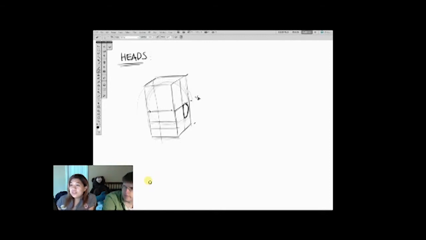The relationship between the ear and the eye is actually what visually communicates which direction the head is tilting. It took me so long to realize that, but this is how you draw people looking up, people looking down. If you see the ear higher than the eye line, that means that they're looking down. If the ear is lower than the eye line, that means that they are looking up.